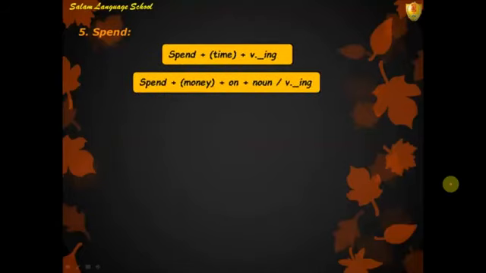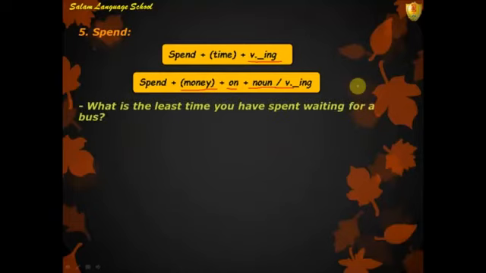Okay. We have two forms here. If you use the verb spend with the word time or with time in general or money, how can we deal with this verb? If you have spent plus time, so you will use here a gerund. But if you have spent plus money, so you will put the preposition on, then a noun or a gerund. Okay? Let's check the example.